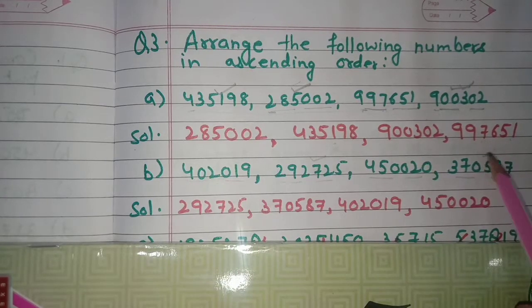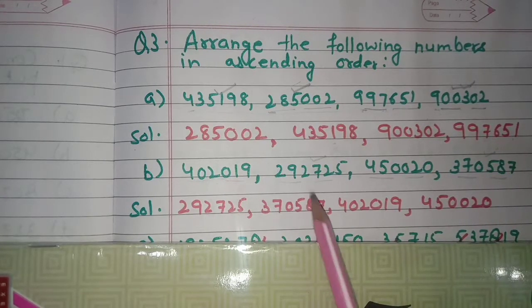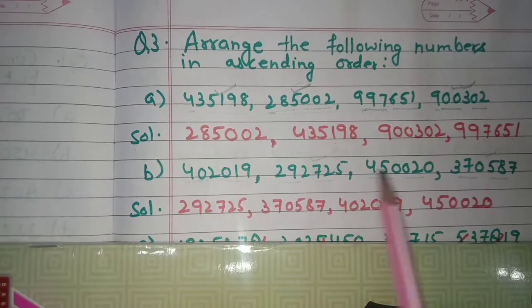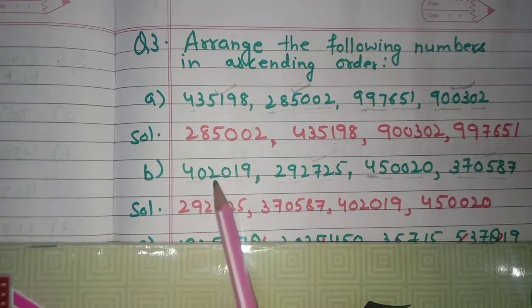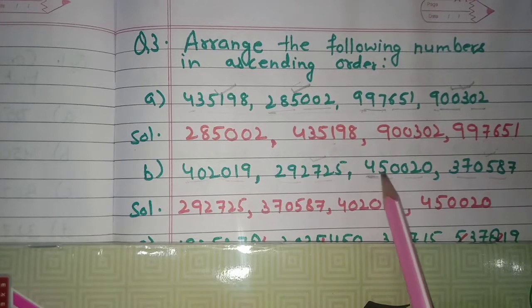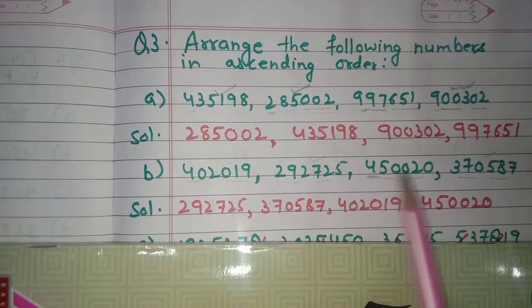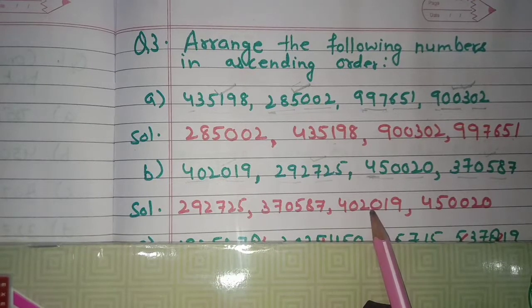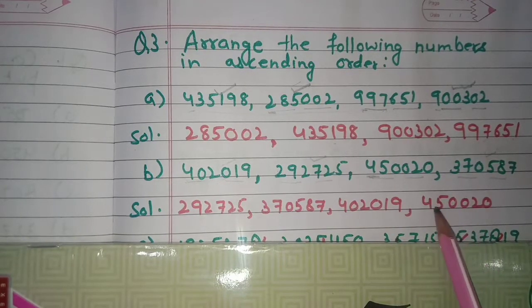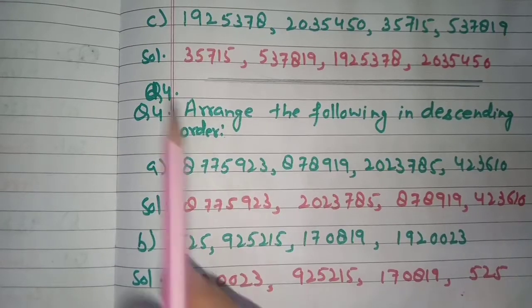After that, 3,70,587. Now we have to compare these two numbers. So this is 4,02,019 and this is 4,50,020. So obviously which one is smaller? This one is smaller, that is 4,02,019 and at last 4,50,020.